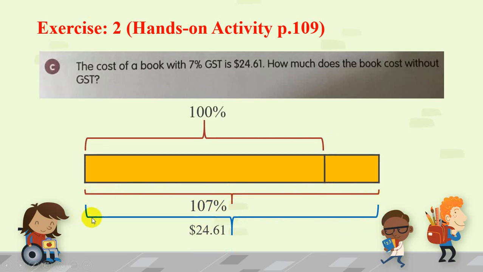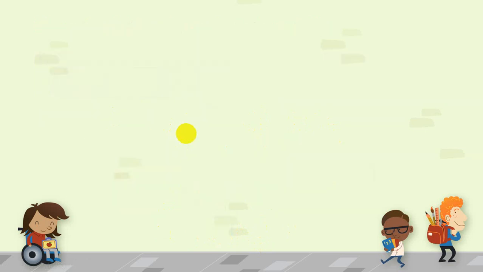And you also know the cost of the book in 107%, which is 24.61, because 107% here includes the cost of the book and GST, and 24.61 here also includes the cost of the book and GST. So the given information that is very useful in order to solve this problem is that 107% is equal to 24.61. By using this information, can you find 100%, the cost of the book? I think you will be able to find it.